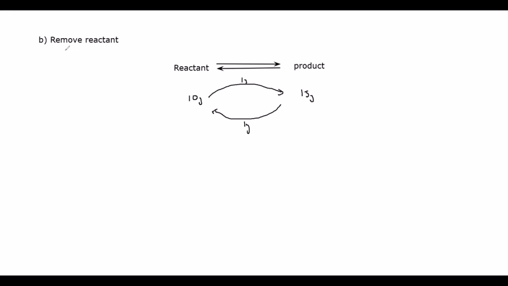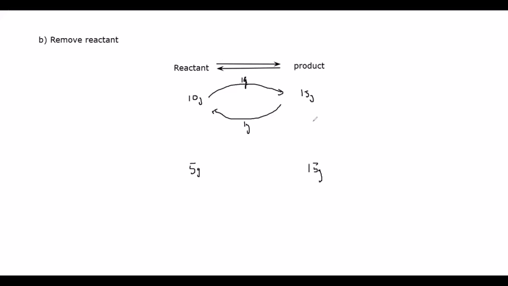Now what we are doing is removing the reactant. We reduce the amount of reactant. So if I decrease the amount of reactant, what will happen to the equilibrium? Like, I was having 10 grams, now I made it 5 grams of reactant. Where do you think it will shift? If I reduce the amount of reactant, it will shift backward.